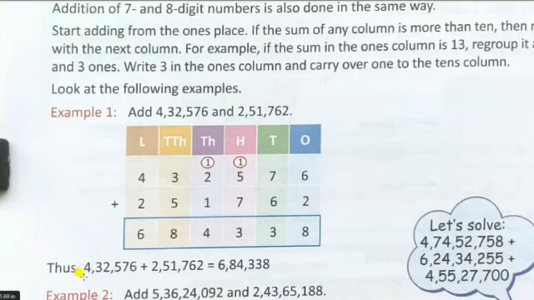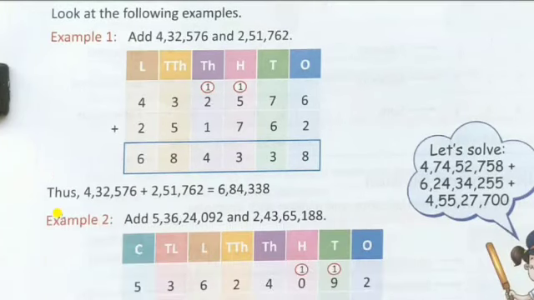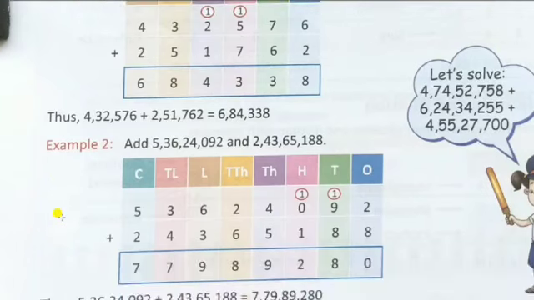Thus we get the grand total of 4 lakh 32,576 plus 2 lakh 51,762 as 6 lakh 84,338. So this way we will be doing the addition of larger numbers. The rules are similar, nothing changes, only we have more digits compared to fewer digits.